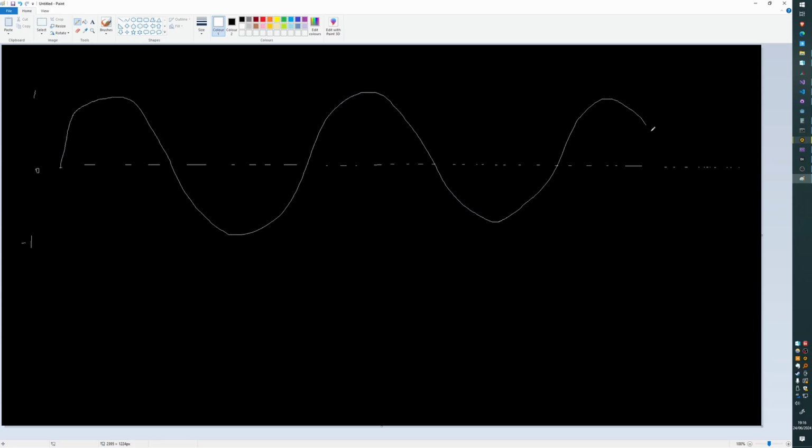let's say you have a signal, a nice simple sine wave that looks something like this, and every time the signal goes from negative to positive, that's called a zero crossing. So there's a zero crossing there. There'll be another one there.